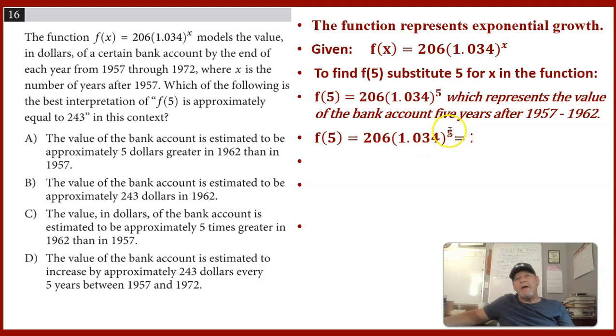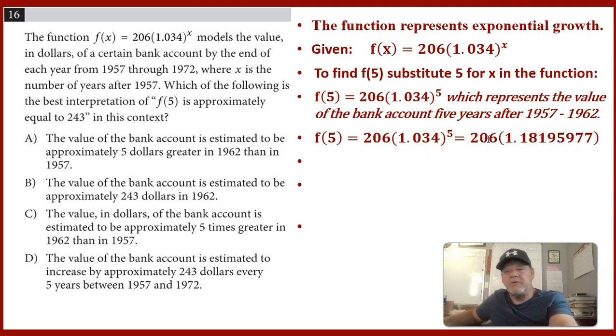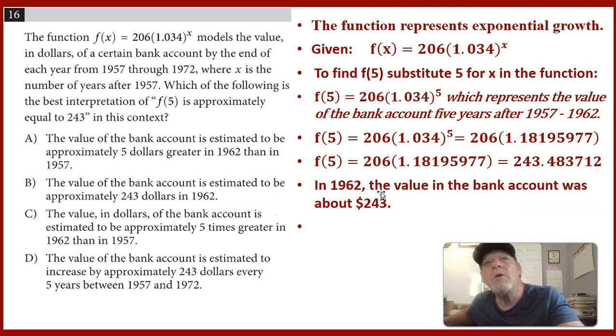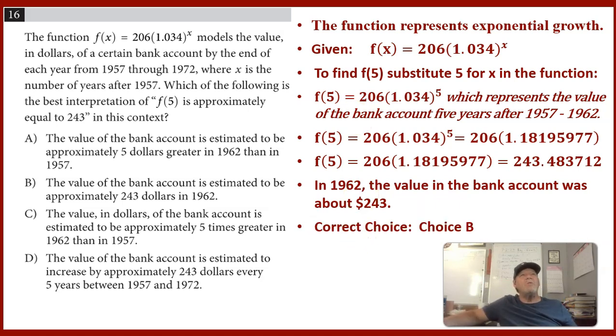So when I plug that in now, I have to do this exponent first based on the order of operations. So it's going to be 206 times 1.1819597. I just listed all of the digits that came up on the calculator there. And so when I multiply that by 206, I get 243.4872. In 1962, the value of the bank account was about 243. It was about $243.50, 48 cents actually.